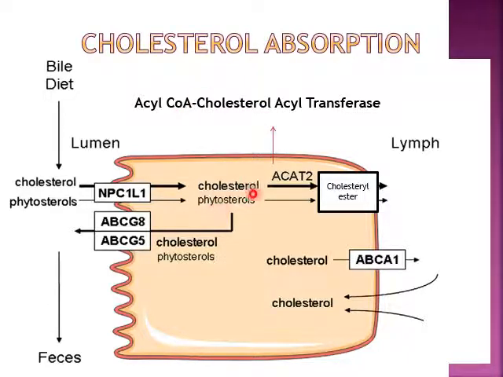Any cholesterol that remains free in the cell and is not esterified is pushed back into the lumen. It is transferred out of the cell, excreted from the intestinal cell, and at last it is excreted in the feces. So free cholesterol will not remain in the intestinal cell, but it is moved outside by two transporters called ABCG8 and ABCG5. These are the transporters of free cholesterol from the intestinal cell out into the lumen.